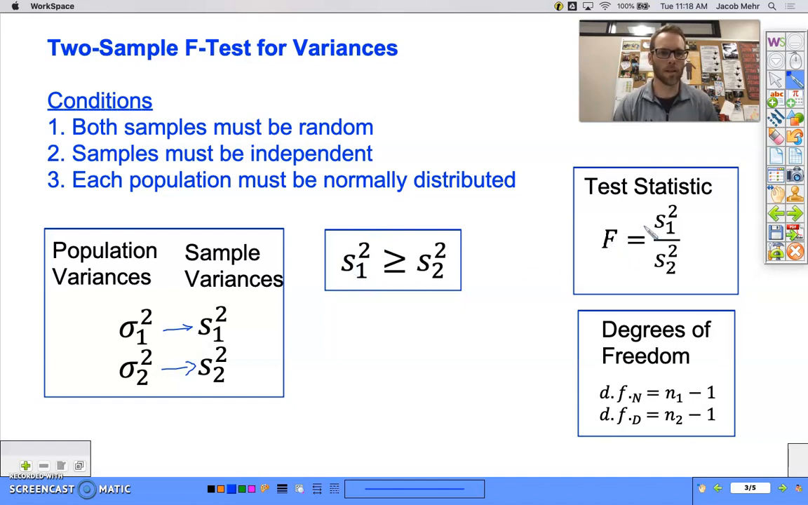Our test statistic, like we saw on our last page, is going to be the larger sample variance over the smaller sample variance. Our degrees of freedom for the numerator and denominator are both found by taking the sample size minus 1. Okay, so we don't have to have the same sample size for this. Let's say that this has a sample size of n1 and this one has a sample size of n2. The degrees of freedom for the numerator would be n1 minus 1. Degrees of freedom for the denominator would be n2 minus 1. Okay. So let's get to a problem here.